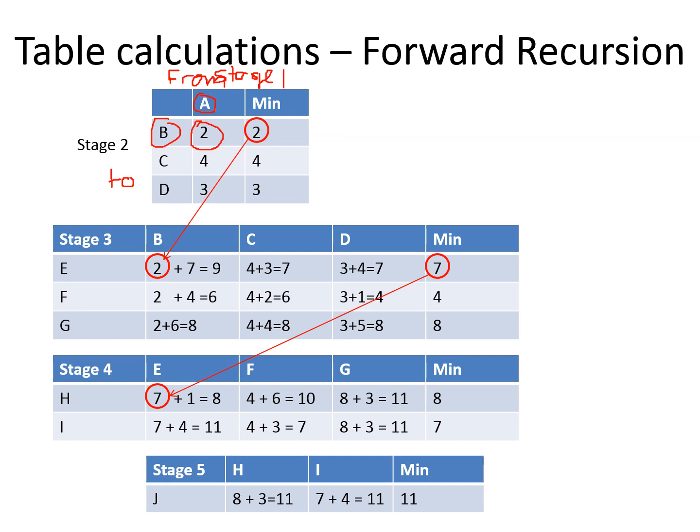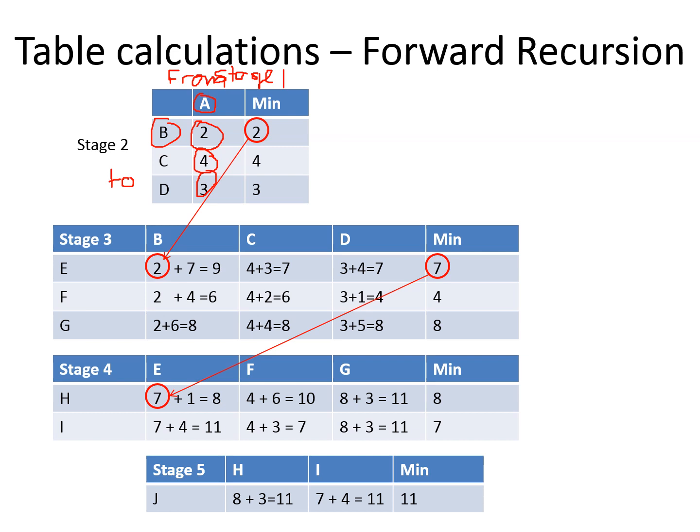And remember here that there was no other node or no other state in stage 1 except A, so there's only one, and then you can go to B, and the cost is 2. You can go to C, and the cost is 4. You can go to D, and the cost is 3. So all of these are the distances from A to B, A to C, A to D.